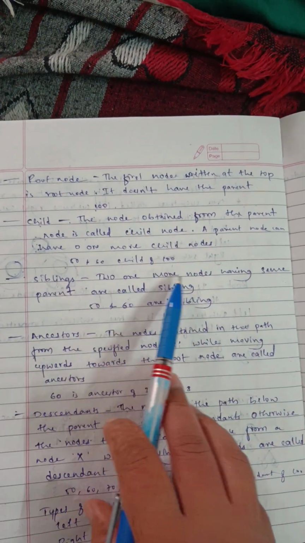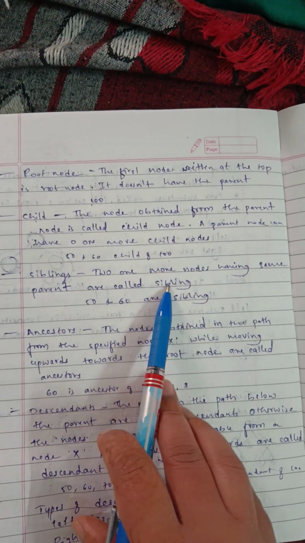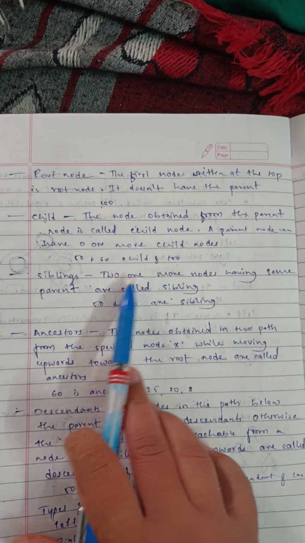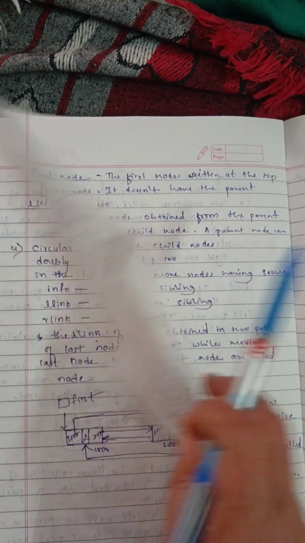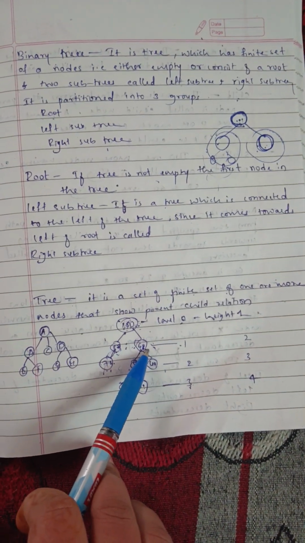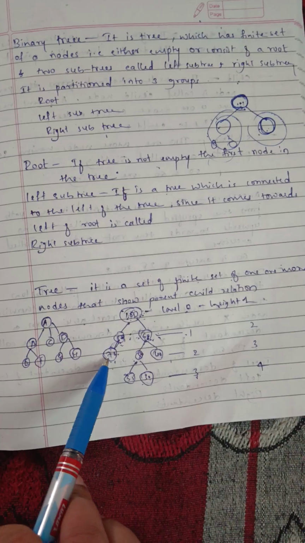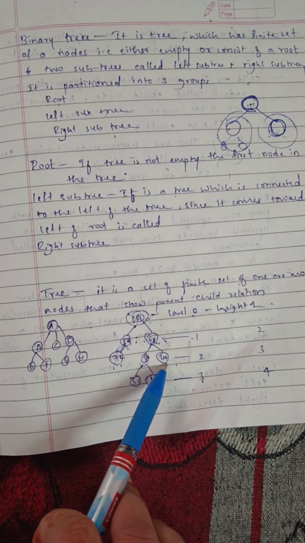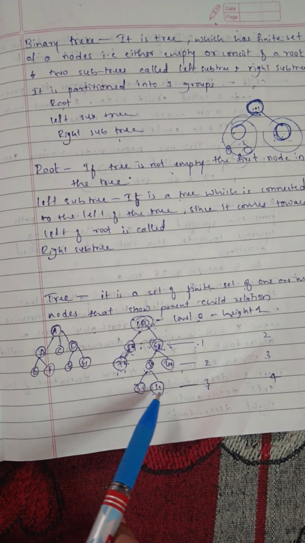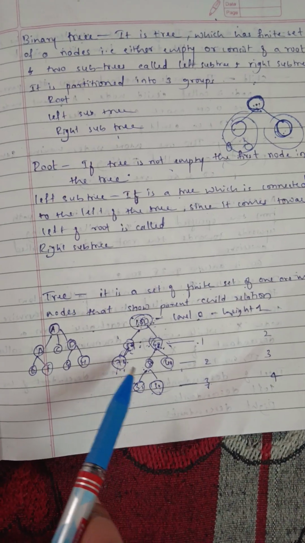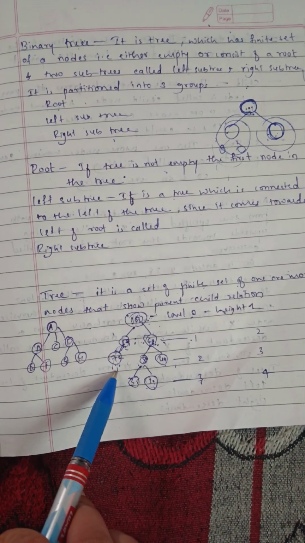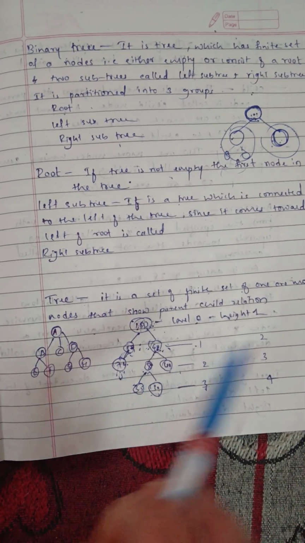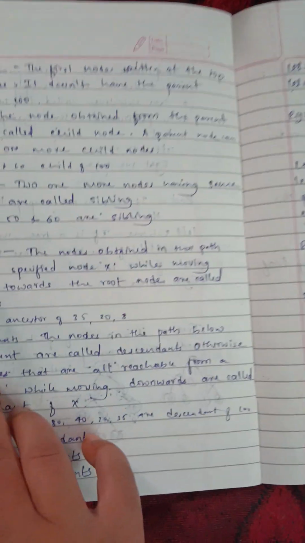Next, siblings. Two or more nodes having the same parent are called siblings. Two or more nodes having the same parent are called siblings, which means 50 and 60 are siblings, right? Here 80 and 40 are siblings. 35 and 30 are siblings, and 70 is a sibling. Is it clear?